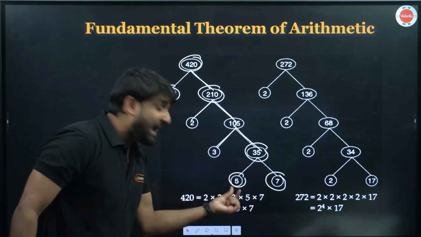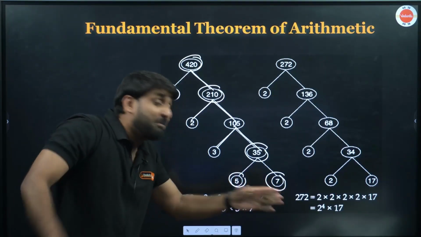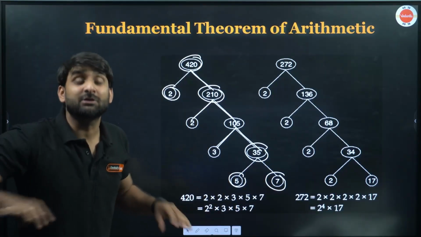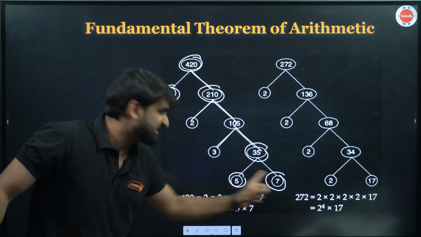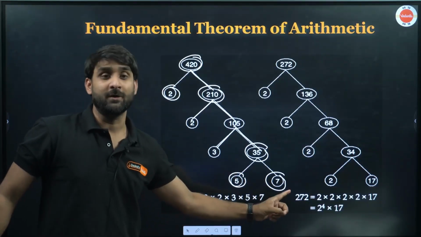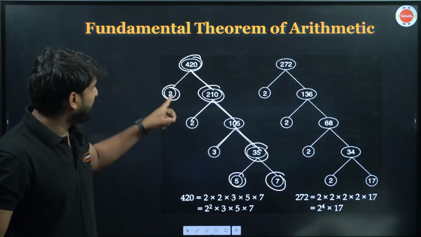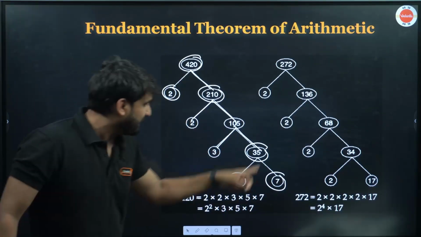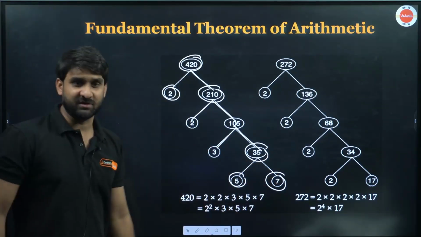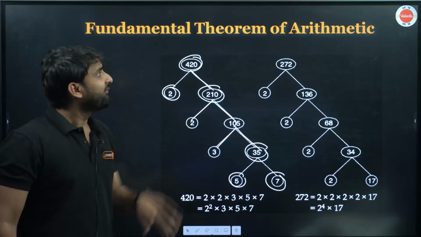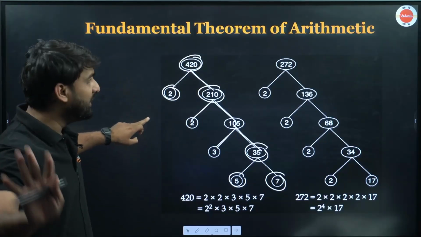So as we got the prime number at the end, it means that the door has closed. Now we cannot expand these numbers anymore, right? So 420 can be written as 2 into 2 into 3 into 5 into 7, and this is called prime factorization, and it comes under the fundamental theorem of arithmetic. I hope it is clear to you.